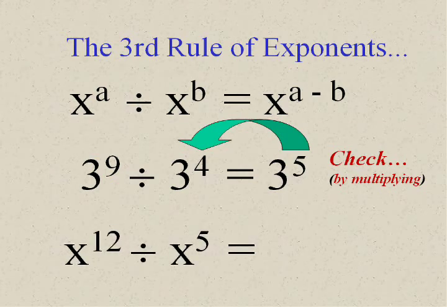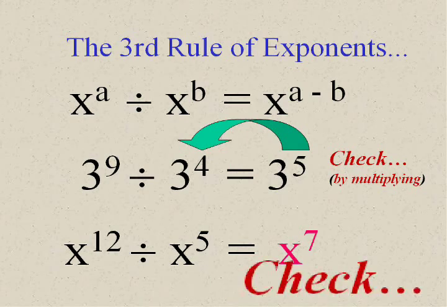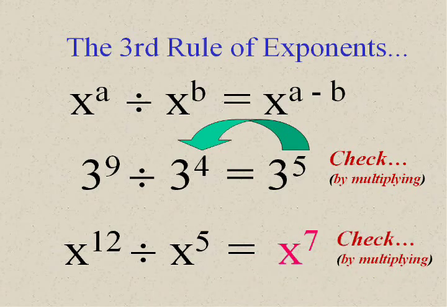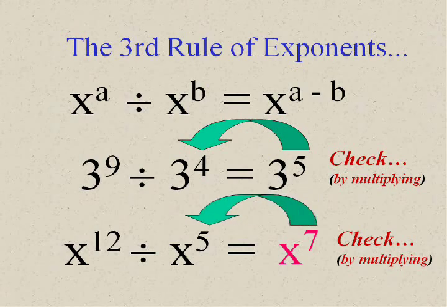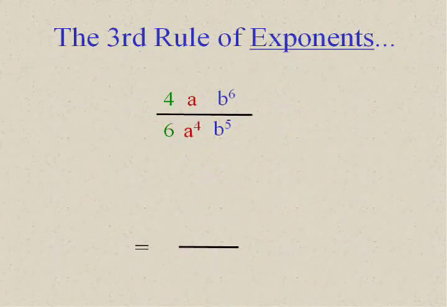X to the 12th divided by x to the 5th. That's just crazy enough to work. We can subtract exponents and we get the answer. Now let's check it by multiplying. Doesn't x to the 7th times x to the 5th equal x to the 12th? Yes, it does. So it works. Let's use that rule when we do this problem.